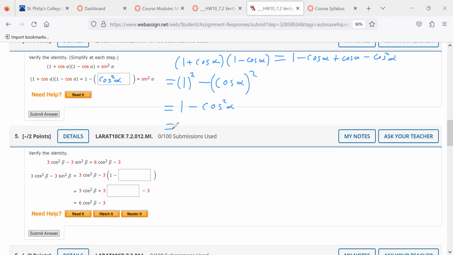But do you see where we're going with this? What is 1 minus cosine squared? If you look at the formula sheet, you guys have your sheets open? Yes, and yeah, it was the lettering. I should have used alpha instead of the letter A. Yeah, it happens.